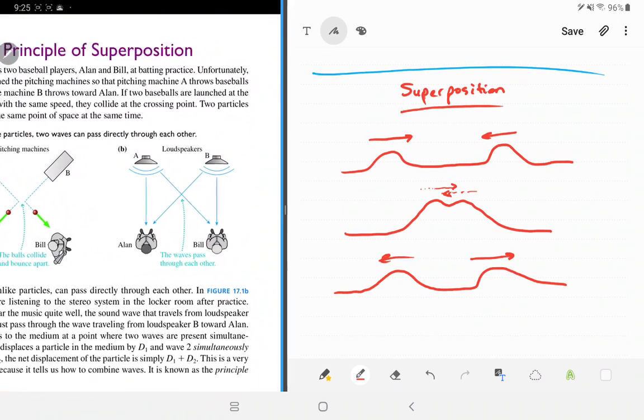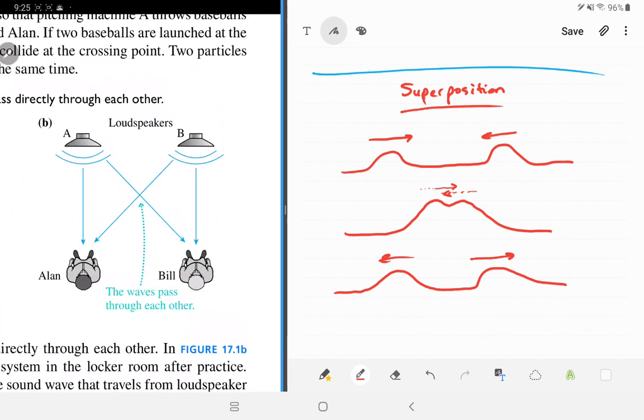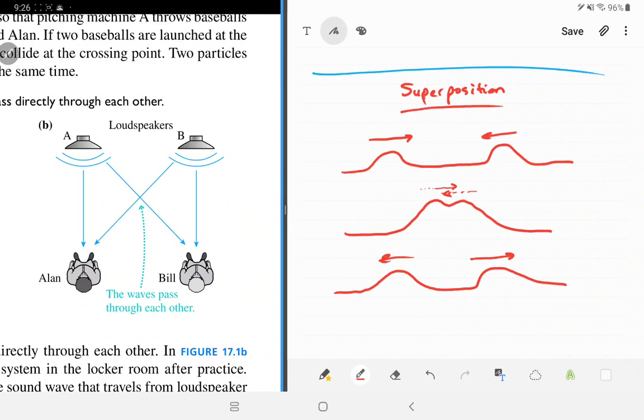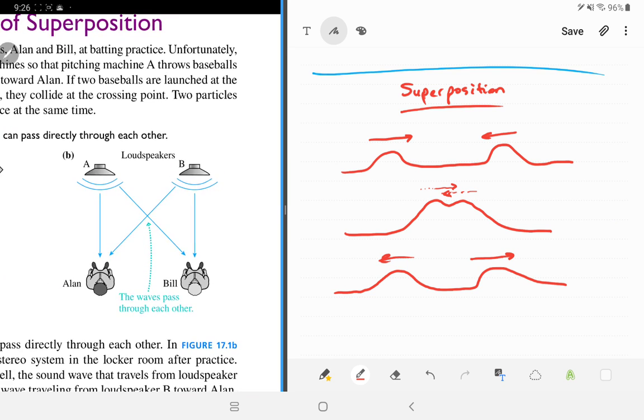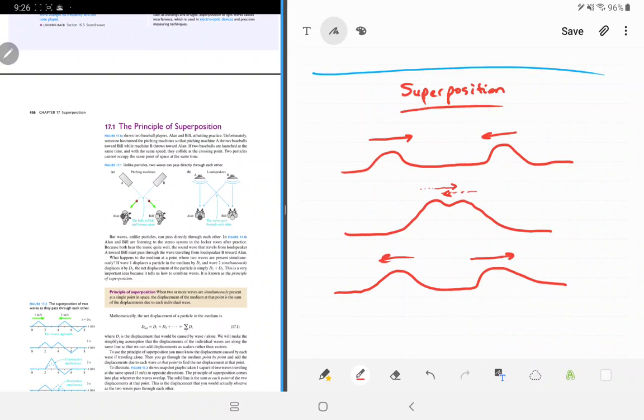Sound waves behave like this. They'll just pass through each other. So it's hard to bounce. If you're Bill and you're trying to prevent Alan from hearing speaker B, you can't really throw something in the way, right? You can't throw a sound wave to deflect that sound wave reaching Alan. That'd be weird to think about.